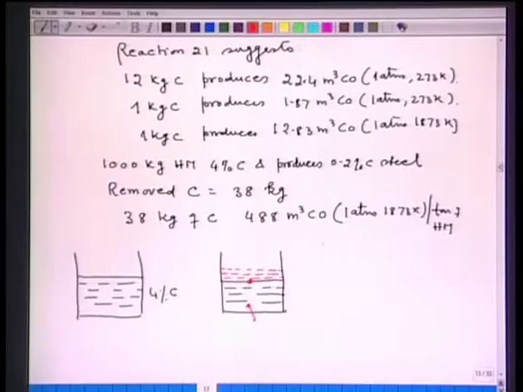Number 1. Number 2, since the carbon monoxide forms a gas, on its exit from the bath to the atmosphere, it will also provide stirring to the bath. So, what I mean to say is that this CO reaction, or the product CO which is forming, will provide bath stirring, and stirring of the bath will eliminate the concentration and temperature gradient. So, these are all the advantages.